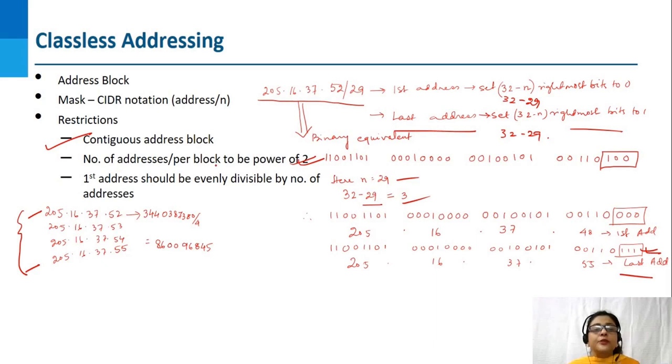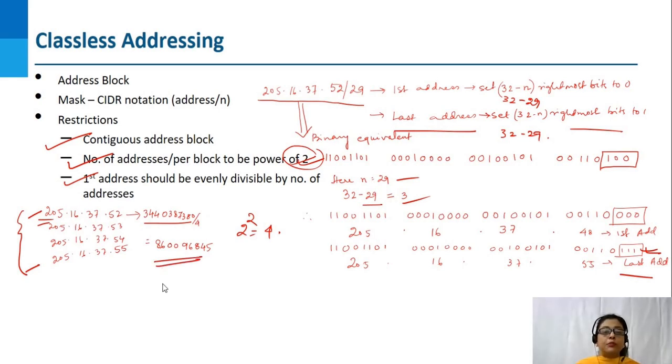So the first restriction is satisfied in this example. Now, the number of addresses per block should be a power of 2. Since there are 4, it is 2 to the power 2, so it is a power of 2, and the second restriction is also valid. And the third: the first address should be evenly divisible by the number of addresses. If you convert the first address to decimal and divide it by the number of addresses, which is 4, you get an integer. So these are the restrictions imposed on classless addressing.